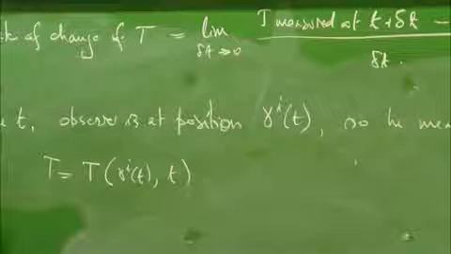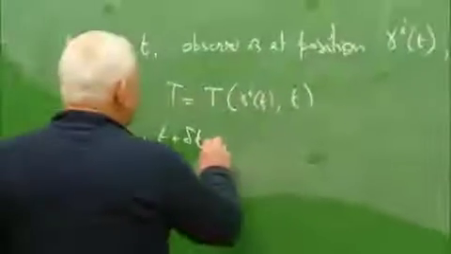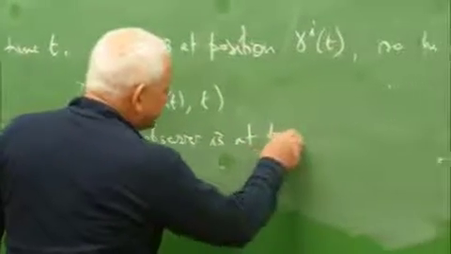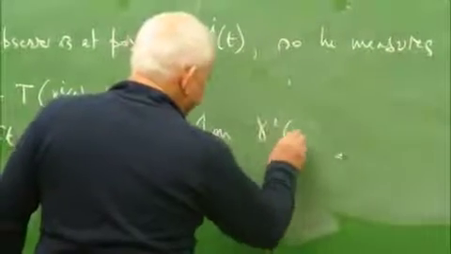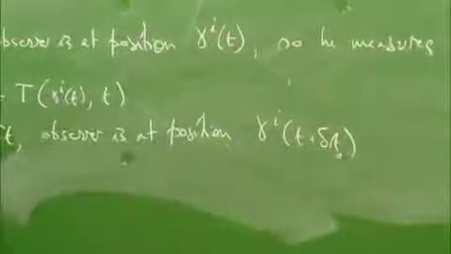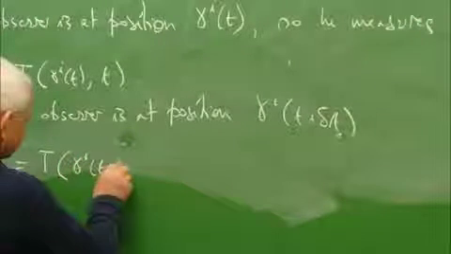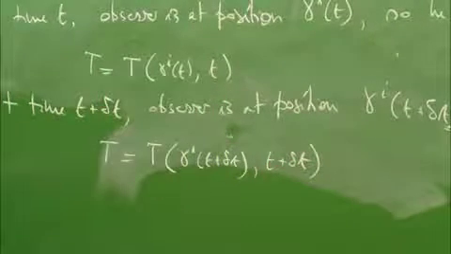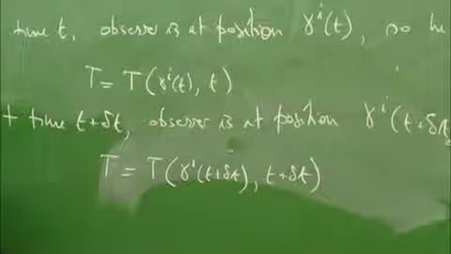At time t plus delta t, the observer is at position gamma_i of t plus delta t, and so the temperature that he measures is given by the temperature field evaluated at its position at the time that he makes the measurement. And now we go through exactly the same exercise as we had previously.